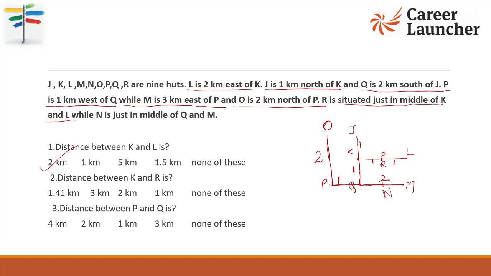Distance between K and R. We now know R is exactly midway between K and L, and the distance between K and R would be 1 kilometer. Distance between P and Q is 1 kilometer. So in directions, the diagram is extremely critical. If you get your diagram right, if you can place the data that has been given in the question correctly, you can get all your answers and you can also get your sure shot marks in directions. It's very much about the diagram and the visual representation of the data.